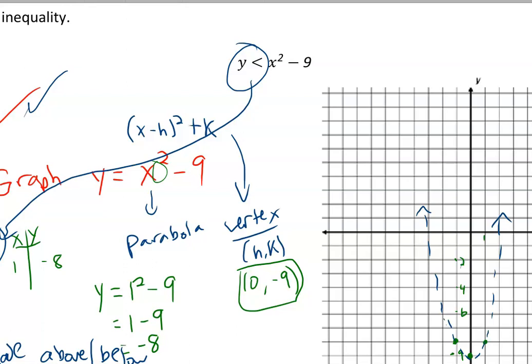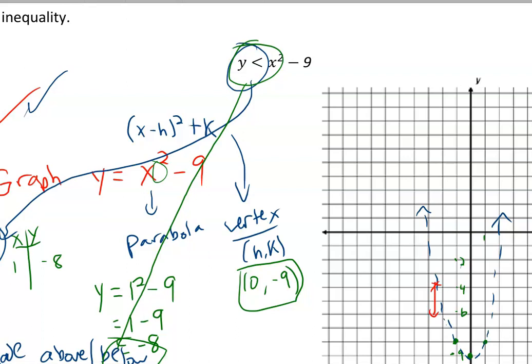In this case, because it's a less than, we want to shade below the parabola. Then you might say, well, which way is below? If you're having trouble figuring out the orientation, just pick a point somewhere on the parabola, just some random point, and then move down from there. Whichever region you end up in when you move down, that's below, right?